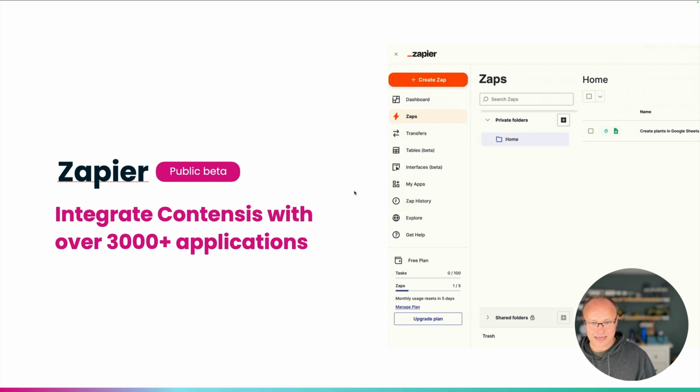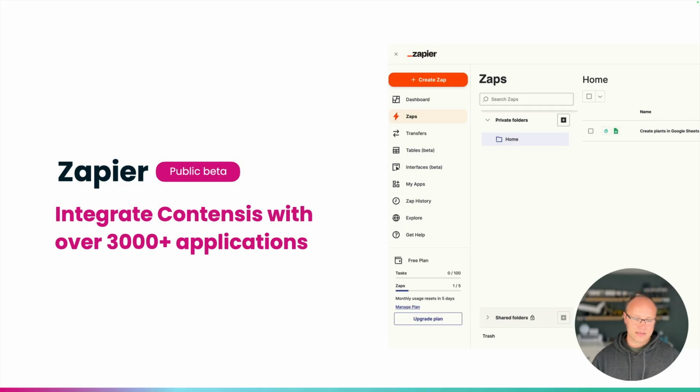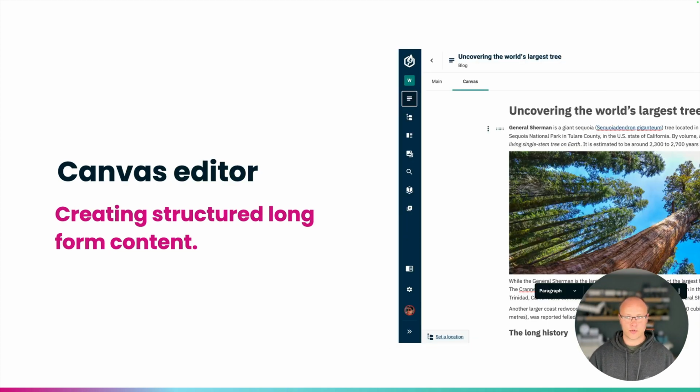You can start using that today, and in future versions of Contensis, we'll start surfacing Zaps within the interface itself. As we've mentioned in previous webinars, we continue to work on our Canvas editor, bringing long-form content editing, things like blog posts, documentation, terms and conditions and content pages, making that long-form content easier to create, but creating it in a structured content way. Saving that content as JSON, making it really flexible to be used in different systems.